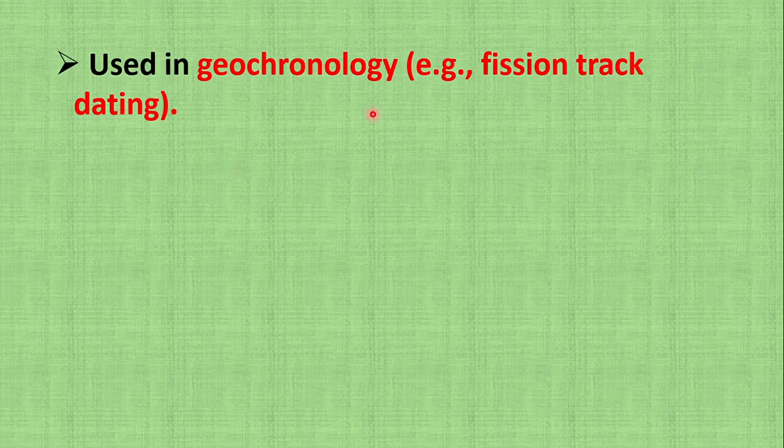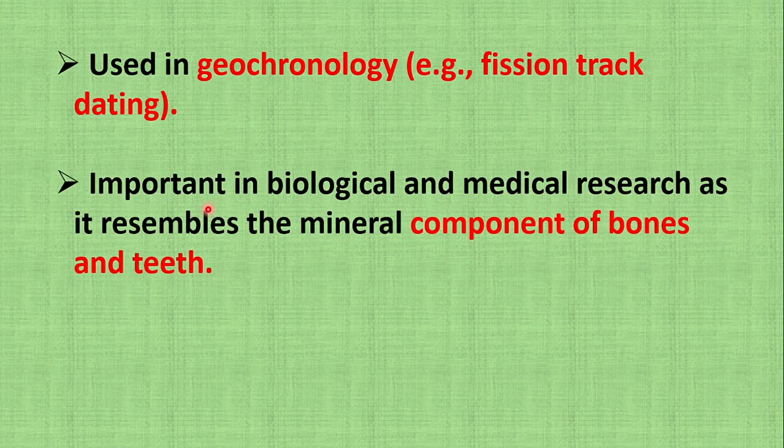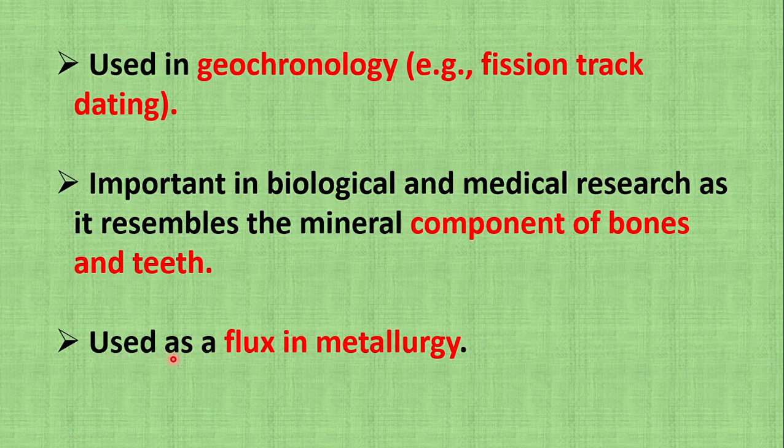And apatite is used in geochronology for fission track dating, and is important in biological and medical research, and resembles the mineral component of bone and teeth. Okay, because this is part of the bone as well as the teeth. Used as a flux in metrology. We already know fluoride is also used as a flux in metrology.